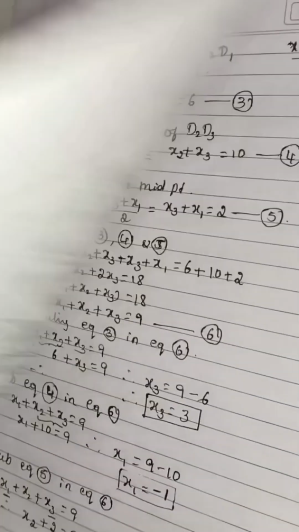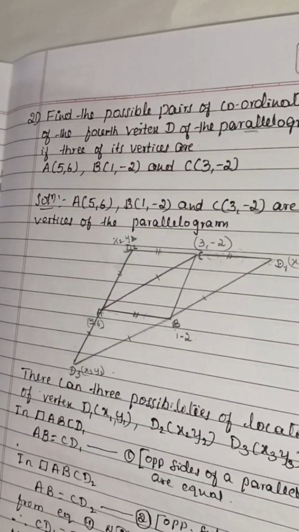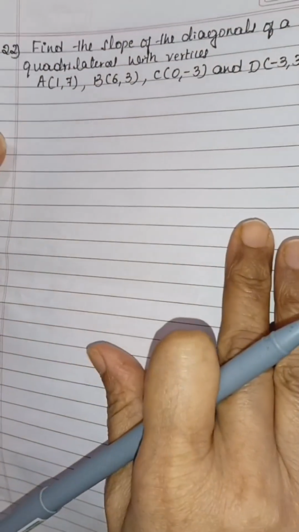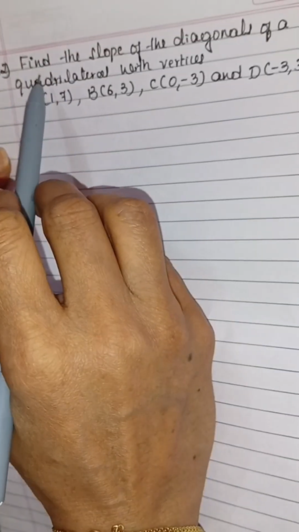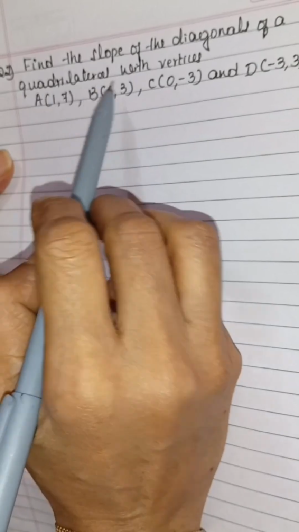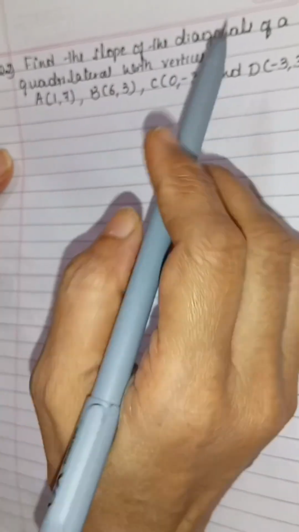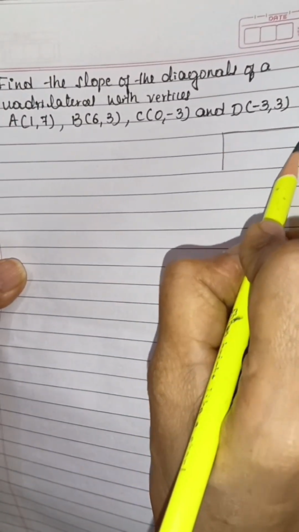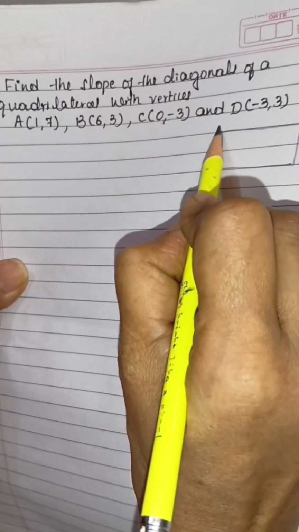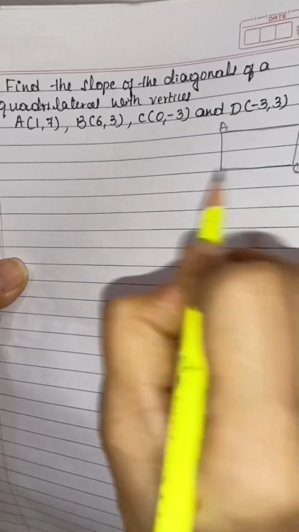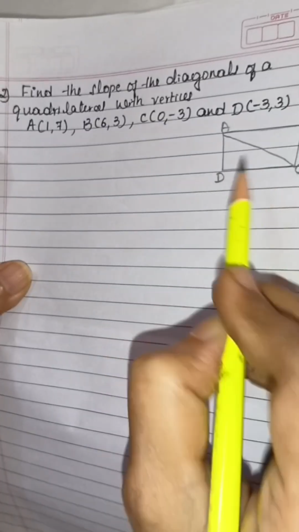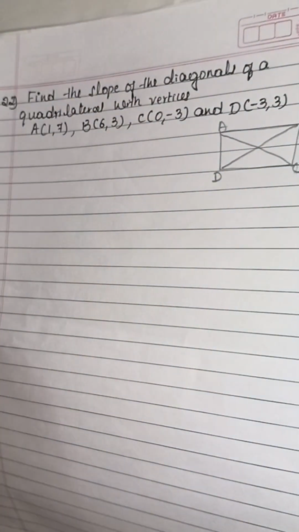Okay, such a big question. Now the last question in this problem set, question number 22. Find the slope of the diagonals of a quadrilateral with vertices A, B, C, D. Here, draw one quadrilateral, any kind of quadrilateral. You can draw A, B, C and D. So find the slope of the diagonals. We have to find out AC and BD.